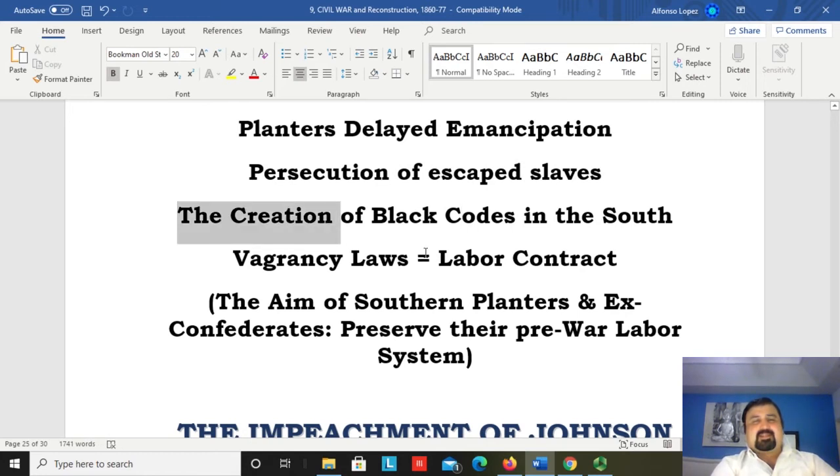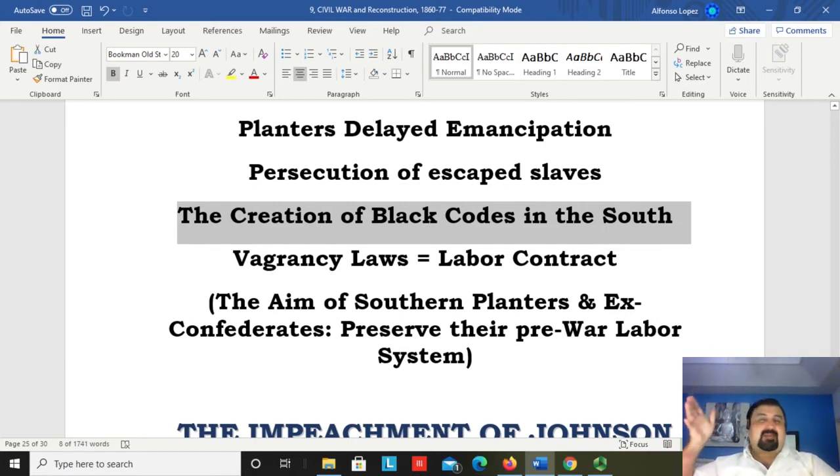circumstance under Johnson, that the South is really, it's almost like nothing happened, except, of course, the Civil War happened. It was very devastating, but they're holding on to that institution in different ways. And so another thing that happens under Johnson is that the South is going to see the opportunity to try to preserve the pre-war labor system, perhaps under a new guise.